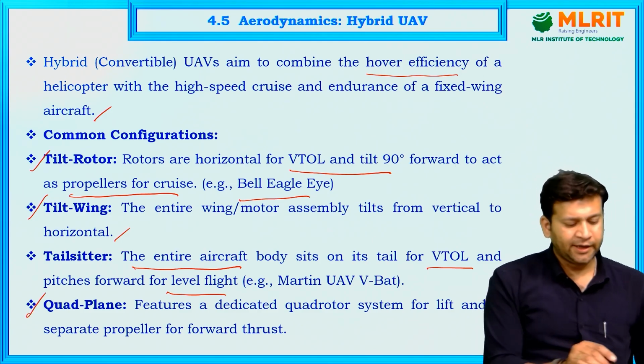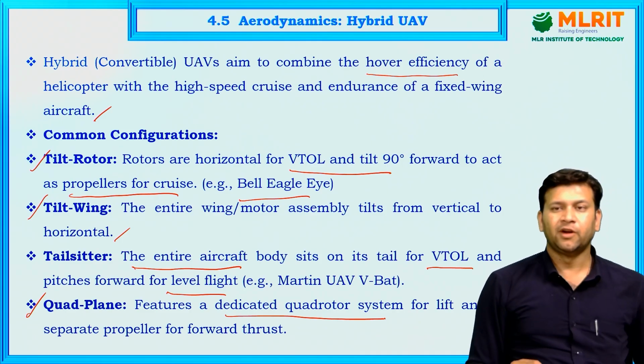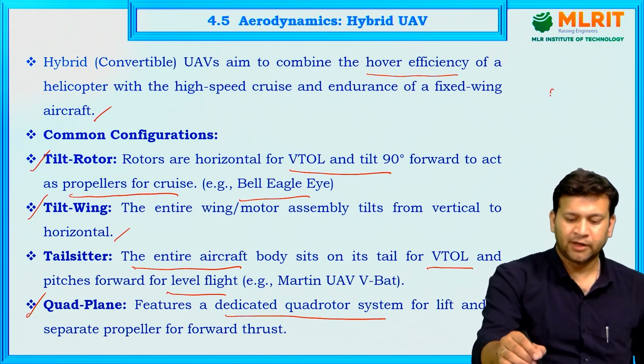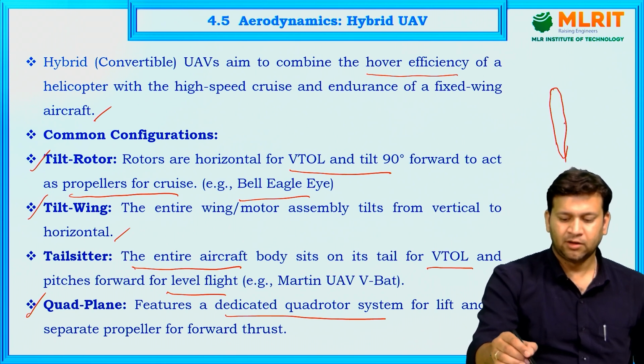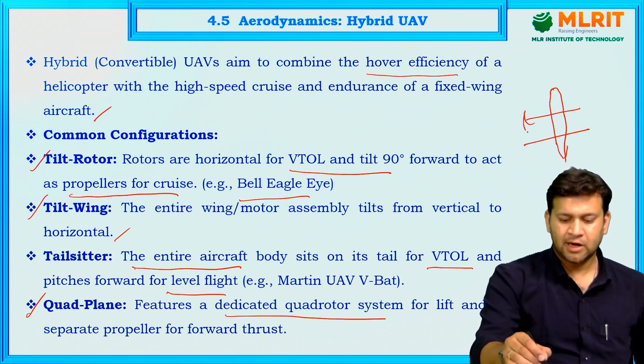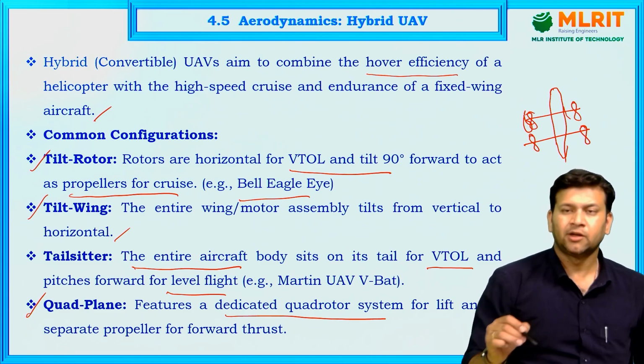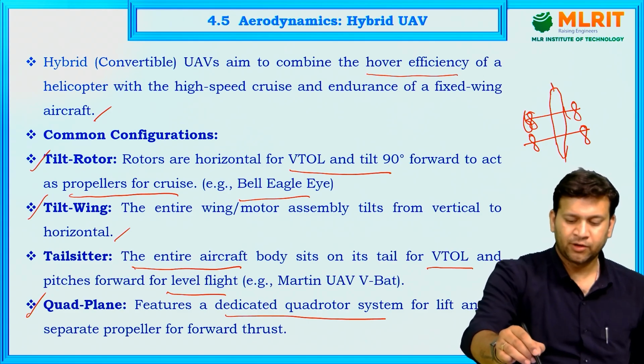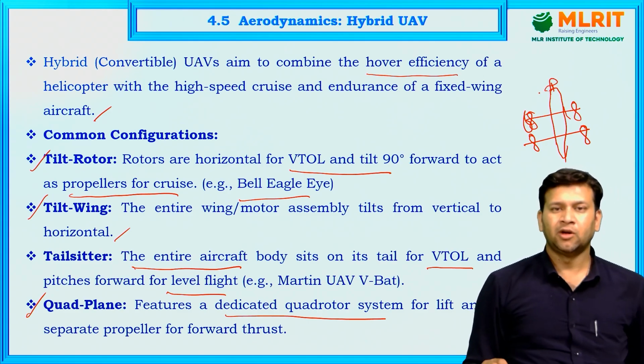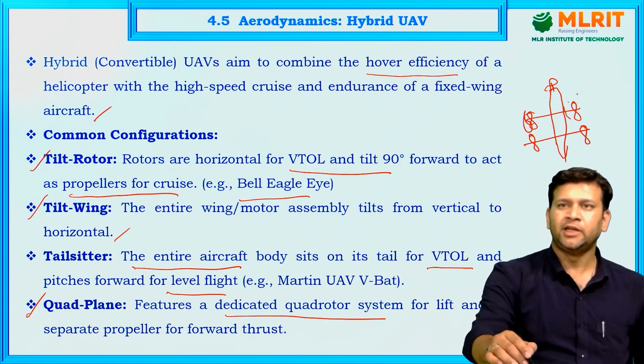Then comes the quad plane. It features a dedicated quad rotor system for lift and a separate propeller for forward thrust. It will be like this, a quad plane. It will have propellers, a quad like this, and it will also have a propeller here so that it can also function like a fixed wing unmanned aerial vehicle during cruise. Takeoff will be vertical, and cruise will be horizontal. Once it attains the altitude, it will move further in the forward direction.